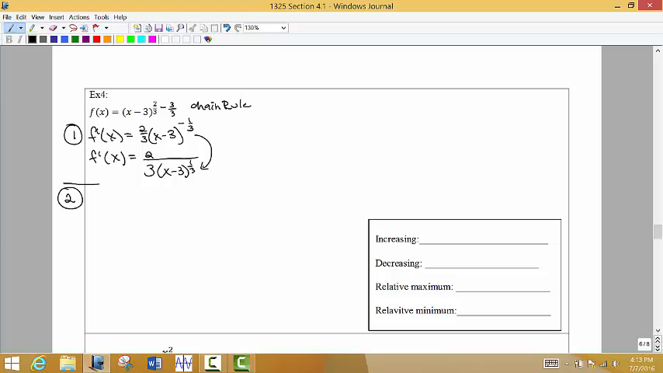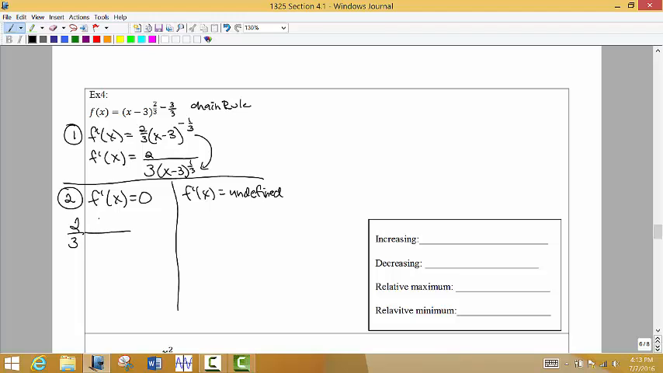The second step, after we find the first derivative, is to determine any x values that cause the first derivative to be 0 or that cause the first derivative to be undefined, so anything that causes our denominator to be 0. The first thing I'm going to do is figure out if there are any x values that cause my first derivative to equal 0. So we're going to set this equal to 0.